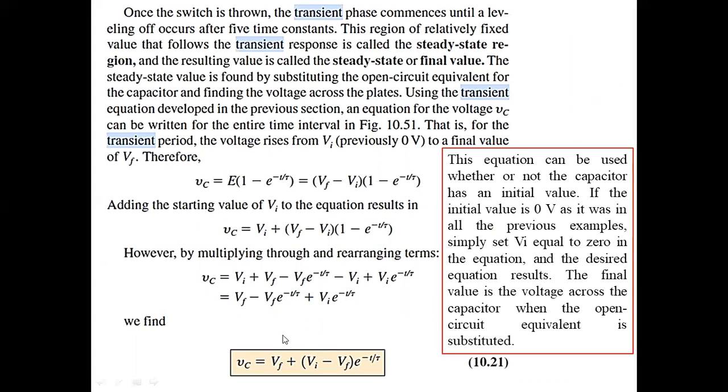And this formula satisfies this equation once we put Vi equal to 0. For example, if we have no initial value for the capacitor, put Vi equal to 0 over here. Solving this equation we will get Vf minus Vf e raised to the power minus t by tau. So taking Vf common, we will get the same equation, 1 minus e raised to the power minus t by tau.